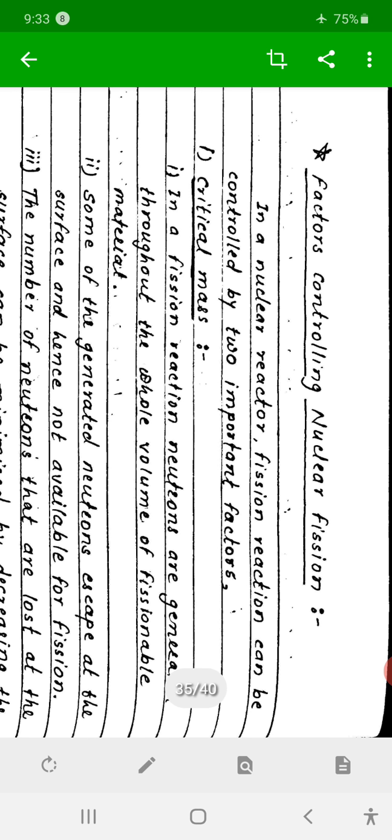Hello everyone. We discuss here factors controlling nuclear fission reaction. In the previous lecture, we already discussed nuclear fission reaction. Now we discuss factors which control that nuclear fission reaction.